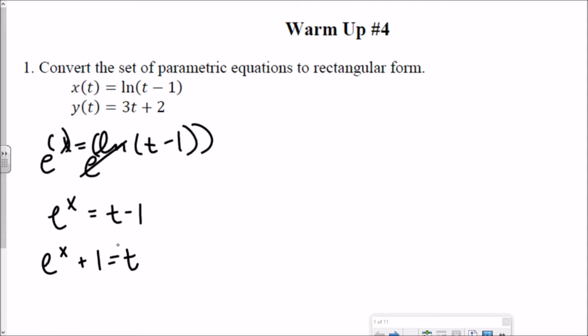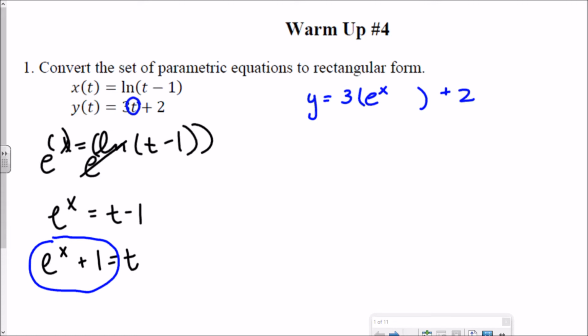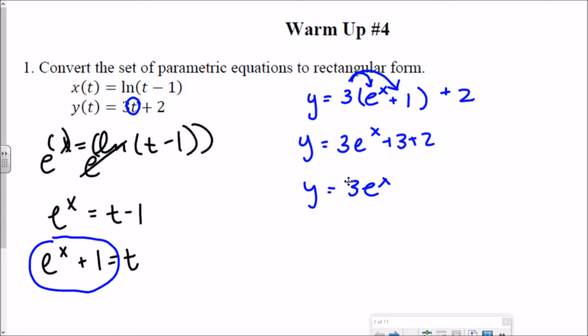There we go. Now that I have t, I'm going to go ahead and plug that in to the next function. Okay, so I'm going to plug this in for this t here. So then I'm going to say y is equal to 3, big blank for t, plus 2. And in the blank, I'm going to put e to the x plus 1. Okay, guys, you have to use parentheses, right? If you don't use parentheses there, what would not happen? You would not distribute that 3. So be careful, you have to put parentheses. So then I'm going to have 3 e to the x plus 3 plus 2, which is just 3 e to the x plus 5.